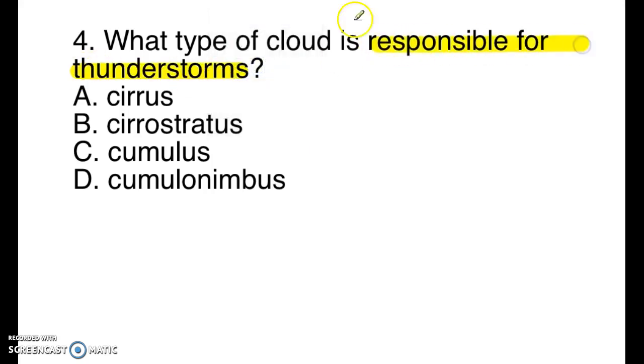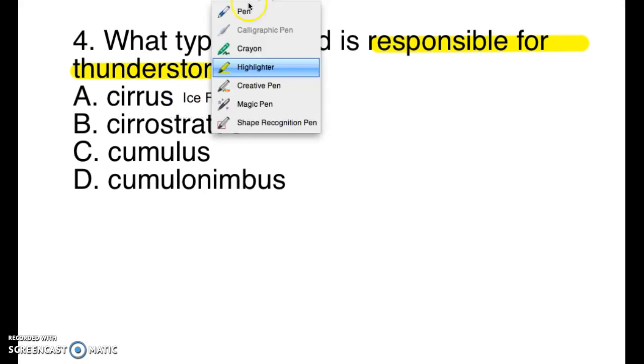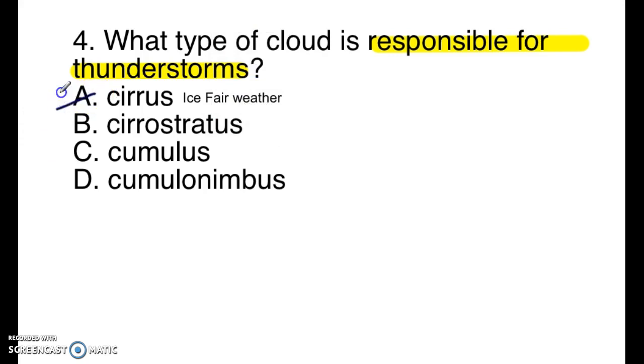Thunderstorms, so responsible for thunderstorms. As I go through and look at this, I know that cirrus clouds are made of ice and fair weather that day. They may predict weather later, but not for that day, so therefore I can eliminate cirrus clouds. Cirrostratus clouds are stratus clouds that are higher in the sky, again made of ice crystals. These clouds are also not going to be responsible for thunderstorms.